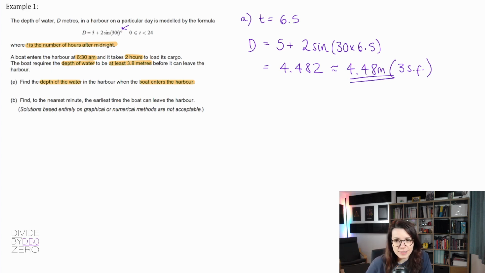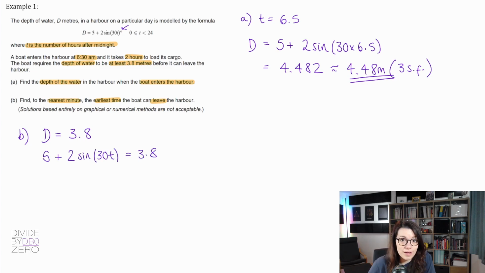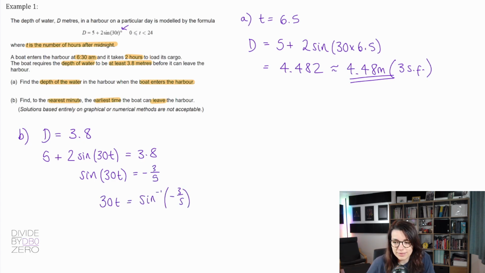Part B, find to the nearest minute the earliest time the boat can leave the harbour. So it said that the boat requires the depth of the water to be at least 3.8 before it can leave. So let's find out the time when d is 3.8. To do that, we'll just set d equal to 3.8. So 5 plus 2 sine 30t equals 3.8. And we'll solve that for t. So just rearranging here, the first solution for 30t, when we do inverse sine of minus 3/5, is negative 36.87.